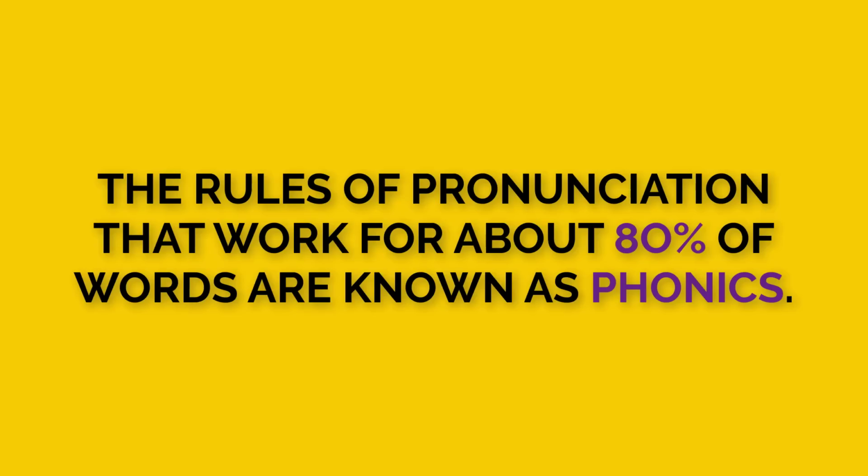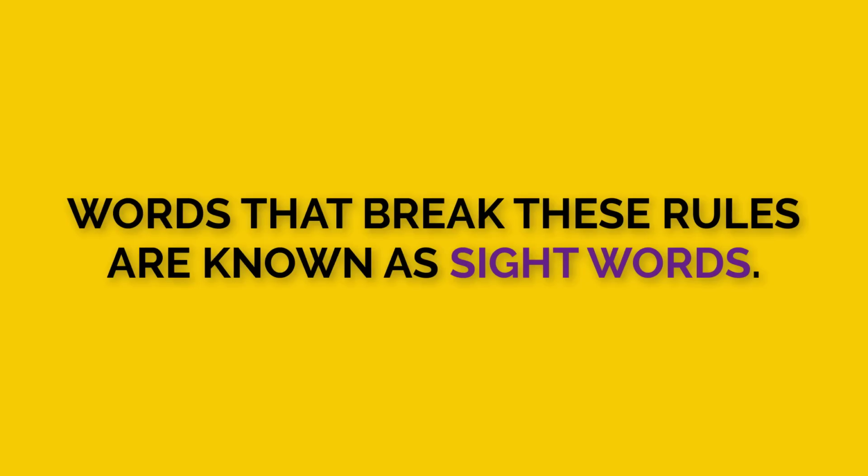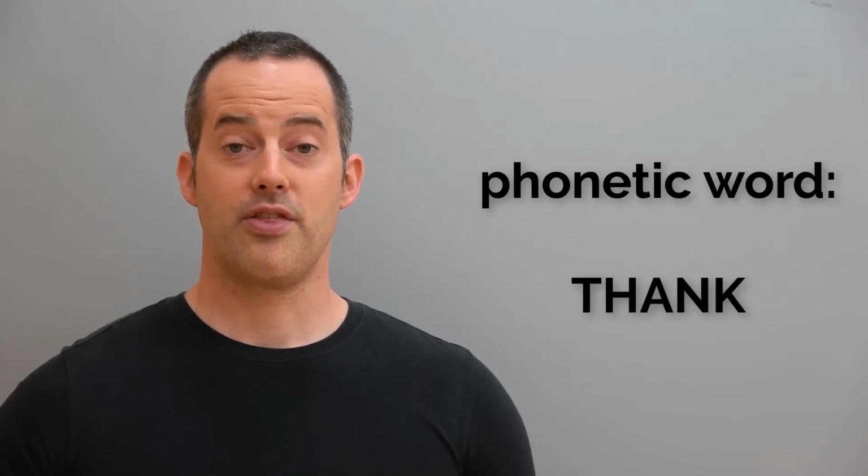Now let's continue with the progression natives use to learn reading, spelling, and pronunciation. Remember how I said that the rules of pronunciation work about 80% of the time? These are the phonetic rules of English, also called phonics. Native English speakers learn these rules and additional words that break the rules, known as sight words. We say sight because you remember them by seeing them, rather than by decoding their sounds. A word with clear phonetic rules, for example, is thank.